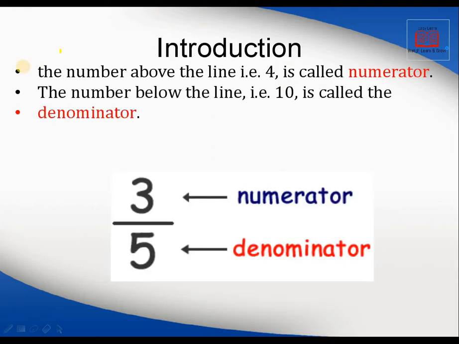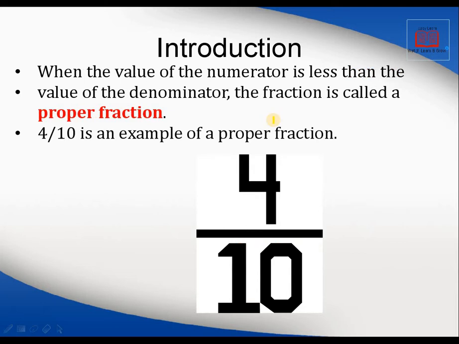The number above the line, 4, is called the numerator. Here is another example, 3 divided by 5. 3 is the numerator and 5 is the denominator, the number below the line. Once again, let's talk about the previous example: 4 divided by 10 means 4 marks out of 10.